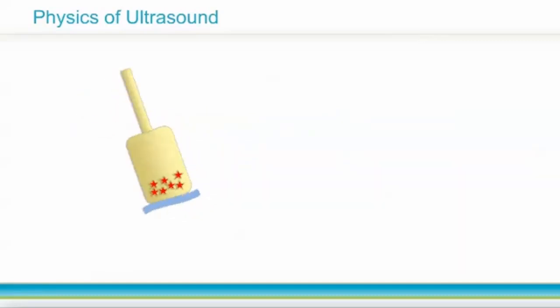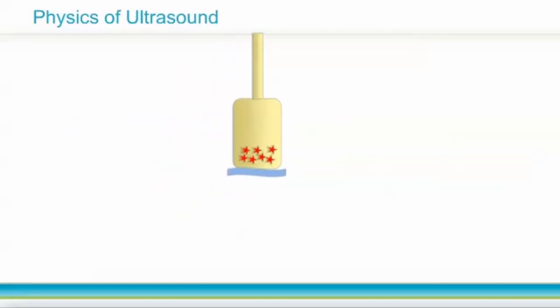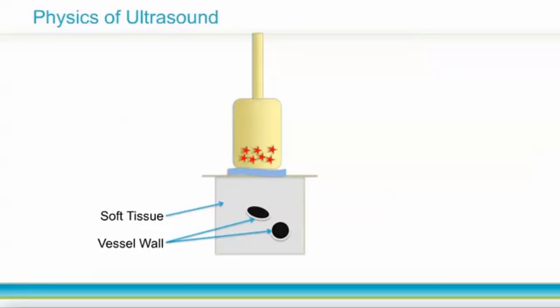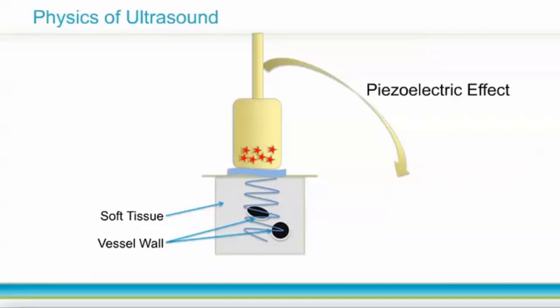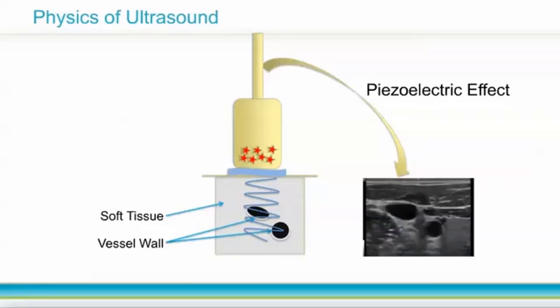The wave is reflected at the interface between tissues that have different acoustic impedances, for example, subcutaneous soft tissue and a vessel wall. The transducer detects the returning sound wave and transforms it into an electric signal. This is called the piezoelectric effect. This signal is then processed and displayed as an image on the screen.